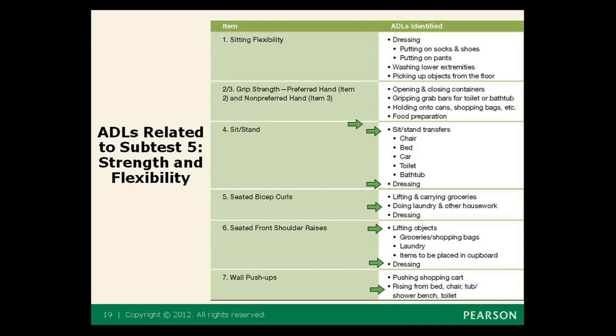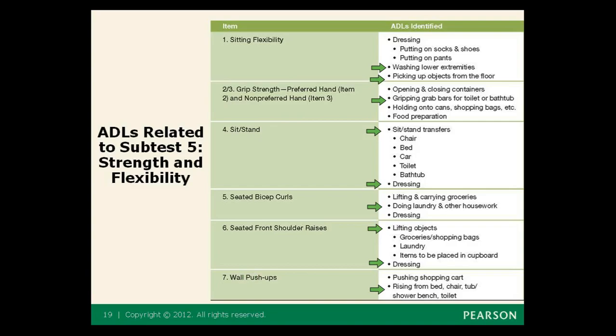When we look at grip strength, can they open their own containers? Can they hold on to cans or shopping bags? What other types of adaptive implements can we put into place? Flexibility, we're looking at washing their lower extremities. Do they need to use a shower rod or something where they can actually have something attached to the bottom to help wash their lower extremities? Can they pick up items from the floor, and so forth?